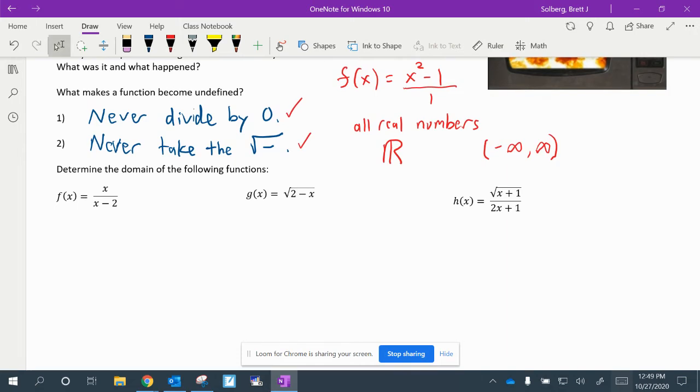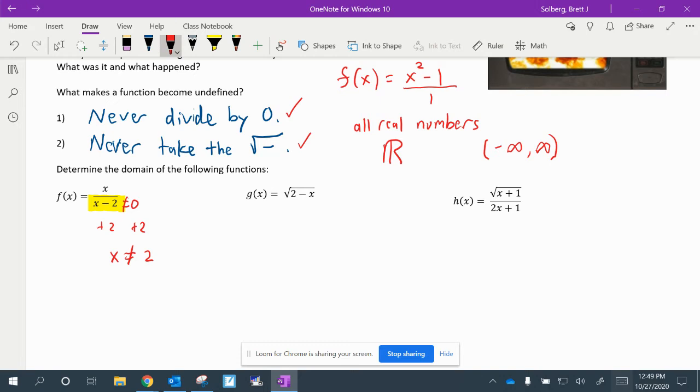f of x. Over here, I have x over x minus 2. So I need to look at that and say, is there any value of x that would make me divide by 0? And sure enough, x is in the denominator. So I'm going to focus on just the denominator. And I'm going to say, hey, x minus 2, I don't want you to be 0. You cannot be 0. So then I want to solve for x and say, what value of x would give me 0 in the bottom? And that would be 2, because 2 minus 2 is 0. So then I would write that as my domain. My domain is x can be anything except for 2.